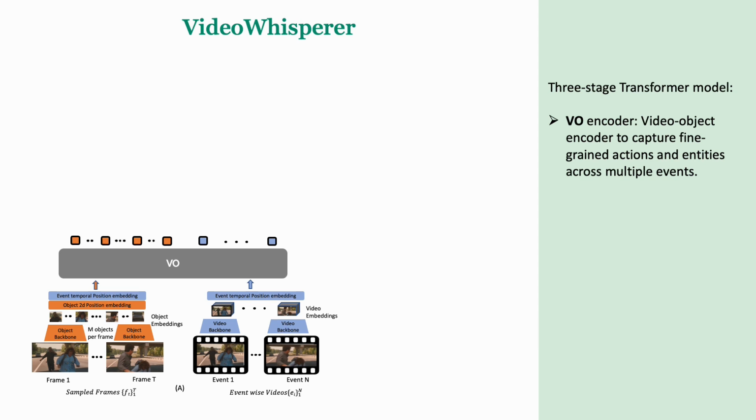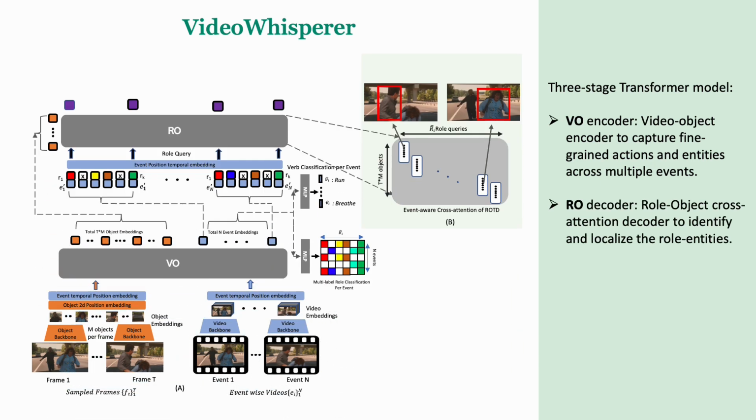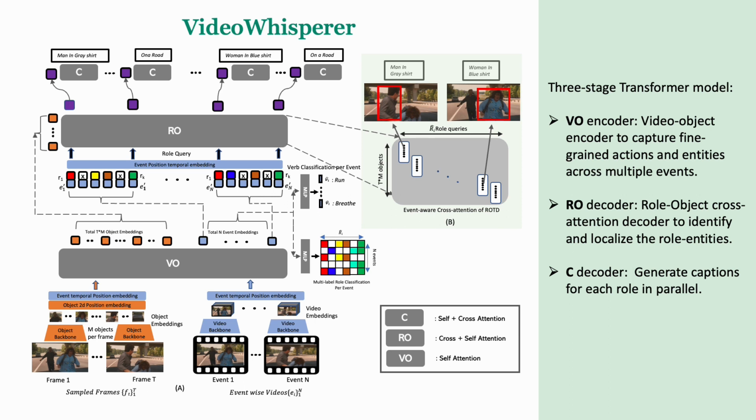Given the hierarchical nature of the GVSR task, we propose Video Whisperer, a 3-stage transformer model for end-to-end prediction of first verbs, second localization of roles, and third captions for roles. In order to capture rare and fine-grained entities and actions, we use a video object encoder to contextualize both the object and video features along the full length of the video and predict both verbs and roles. Then a role object decoder is used to search and localize the role entities for each role query. The cross-attention between role query and objects is used to predict the grounding for each role. Next, the role entities are fed to a caption decoder to generate captions for every role. All the predictions across the clips are generated in a single forward pass.